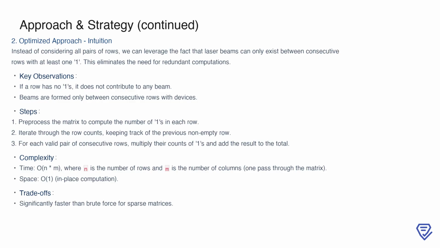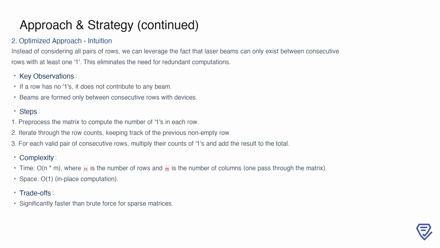The process starts by pre-processing the matrix to calculate the count of ones in each row. Then, as we iterate through these counts, we focus only on consecutive rows with non-zero counts. For each of these valid pairs, we multiply the counts of ones in the two rows and add the result to our total. This significantly reduces redundant computations.